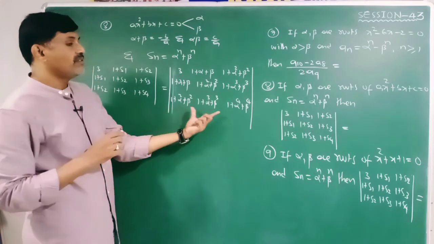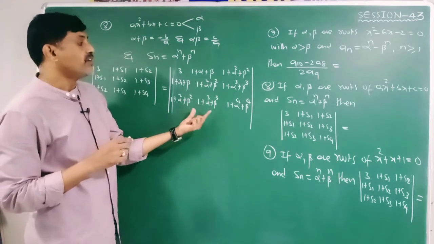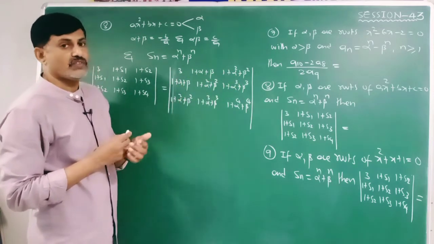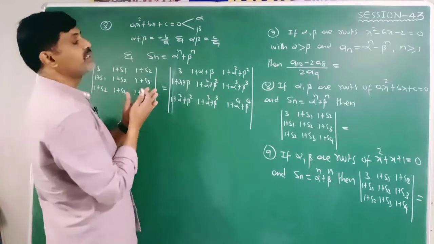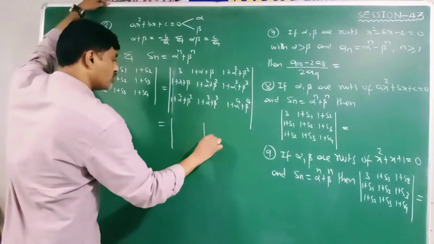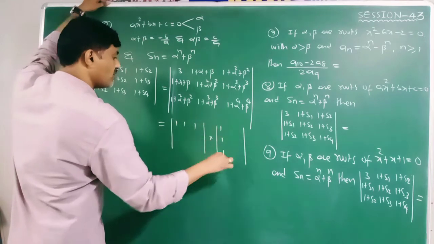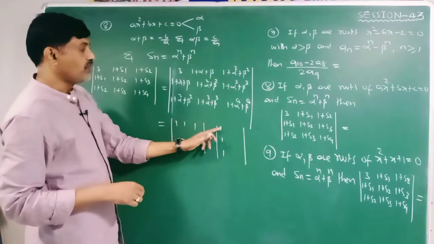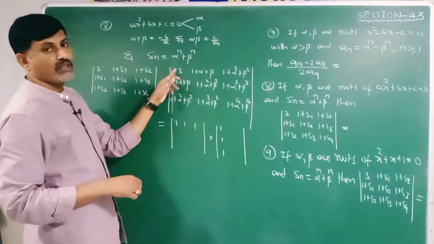Now we have to find this value. Don't expand this determinant. Because everywhere there is a sum of 3 elements, we have to write it as a product of 2 determinants. I will write one with all ones, 1 1 1 in each row. Multiplying first row with first column, 1 into 1 plus 1 into 1 plus 1 into 1 is 3.